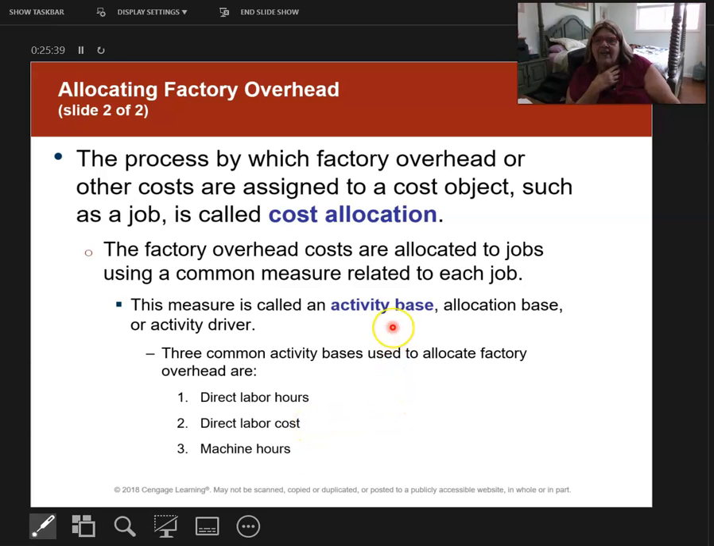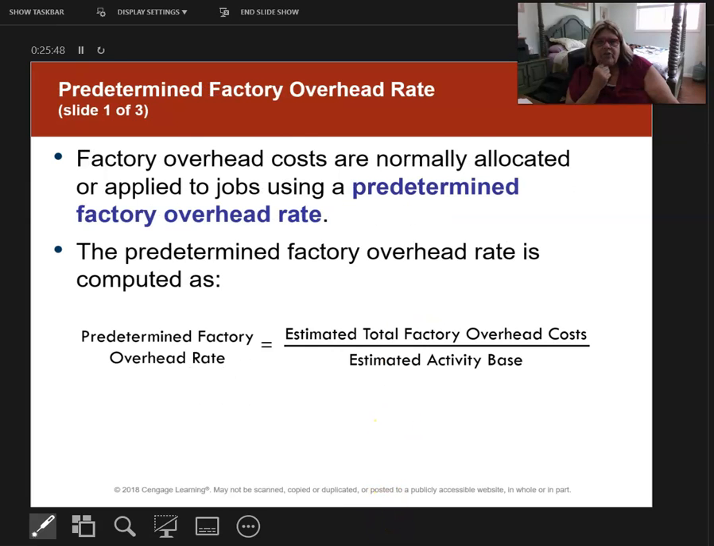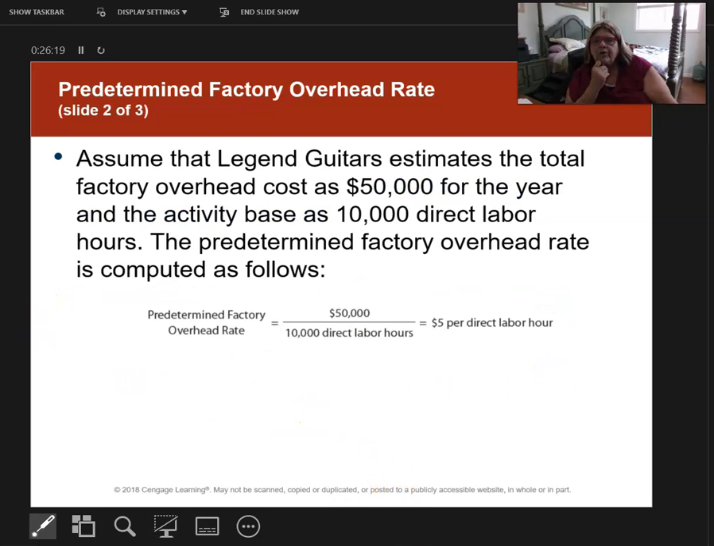So, knowing that I have an activity base, we're basically going to make a guess on how to allocate. And we do this by using something called predetermined factory overhead rate. Predetermined is nothing more than a guess to the best of your ability. It's also called, we're going to apply it. So the formula is estimated total factory overhead cost divided by the estimated activity base. So remember, if direct labor hours is my activity base, then that's how we're going to allocate it. So here's the formula you need to write down, you need to know. Here's how we're going to use it.